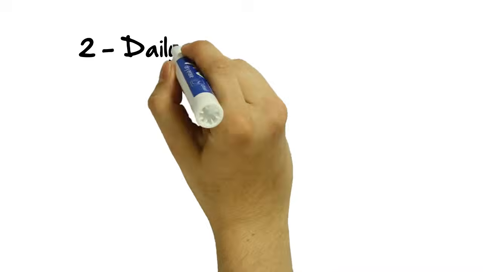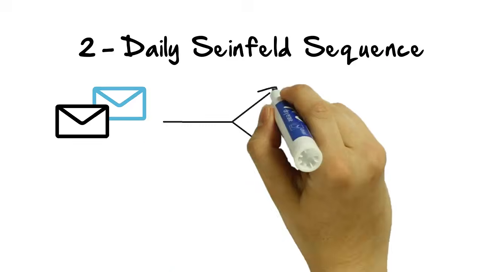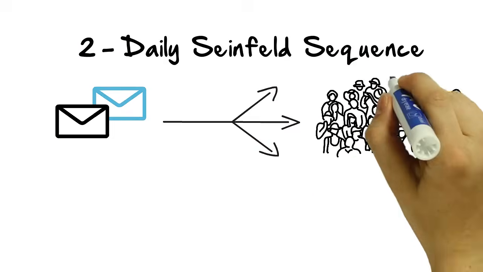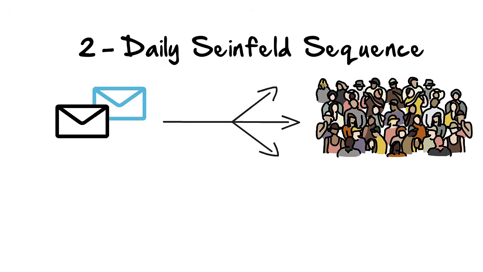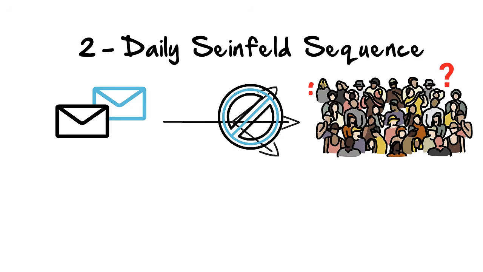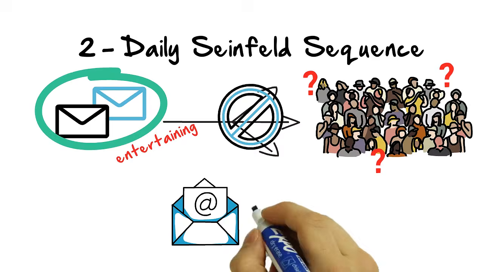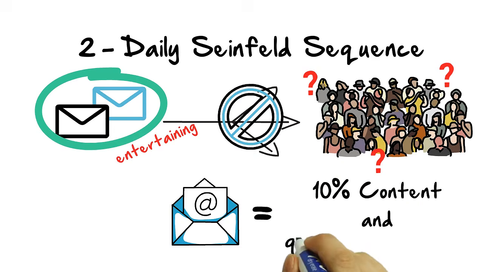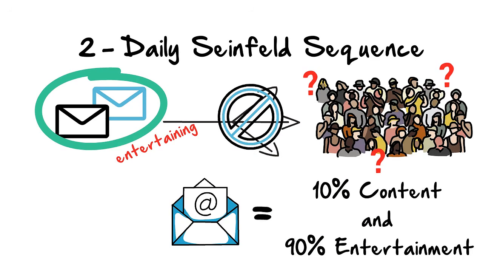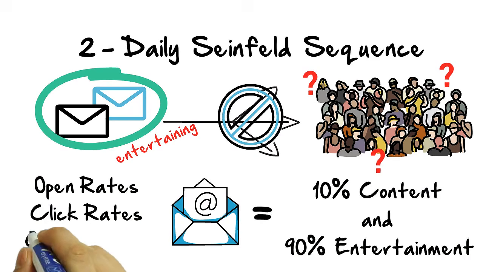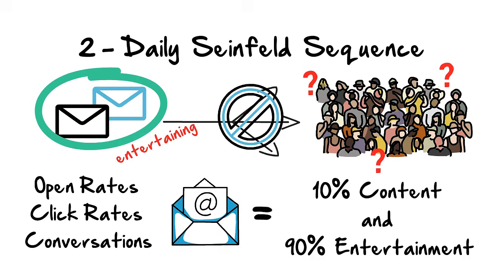The next email strategy is the daily Seinfeld sequence. These are the emails you need to be sending to maintain your relationship with your subscribers. Because if you don't interact with your list on a regular basis, they are going to forget about you, and your future marketing efforts will decrease in effectiveness. What makes the daily Seinfeld emails work is that they are entertaining. So each email is 10% content and 90% entertainment. Start doing this and you will see your open rates, click rates, and conversions dramatically increase.